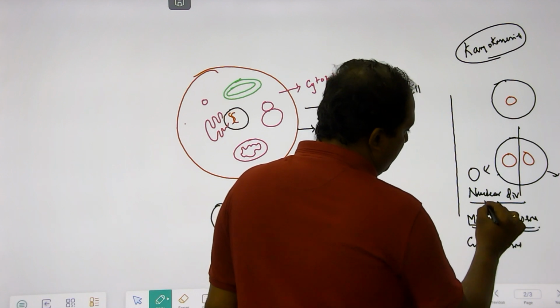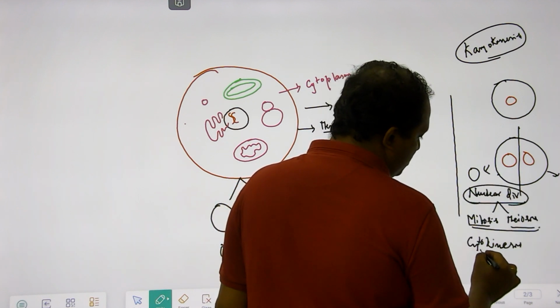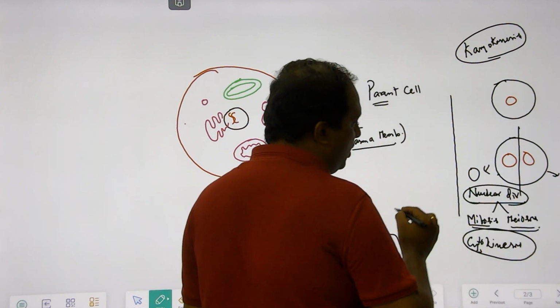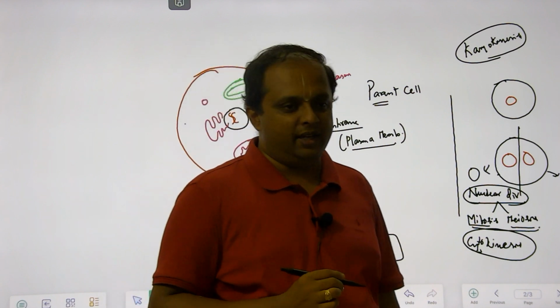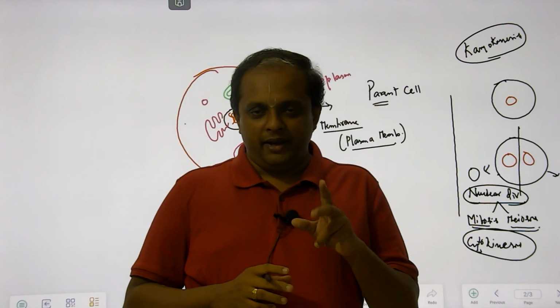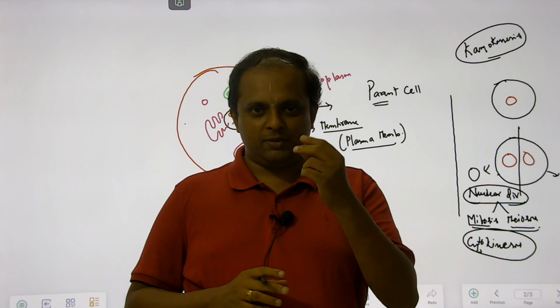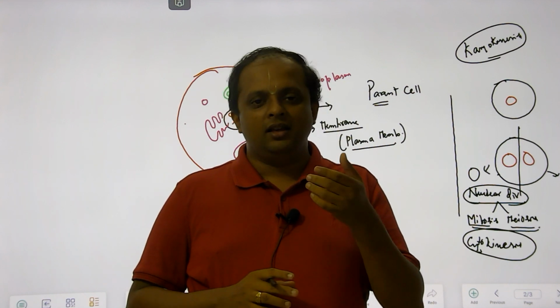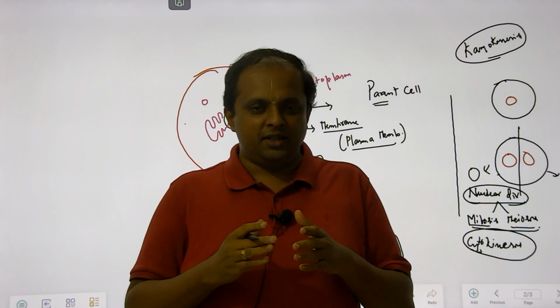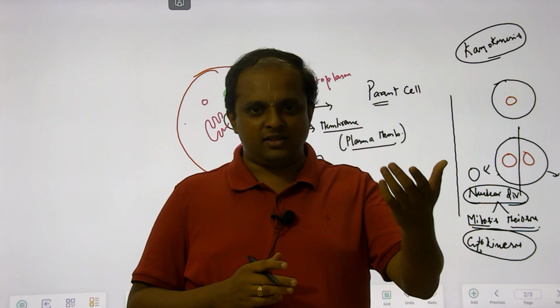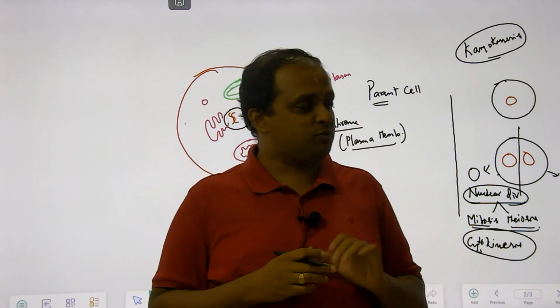So you have a nuclear division, that is karyokinesis, followed by a division of cytoplasm, which is called cytokinesis. By this we come to know that cell division has basically two steps: one is a nuclear division and the other is a cytoplasmic division, called karyokinesis and cytokinesis respectively. Hope you get this point.